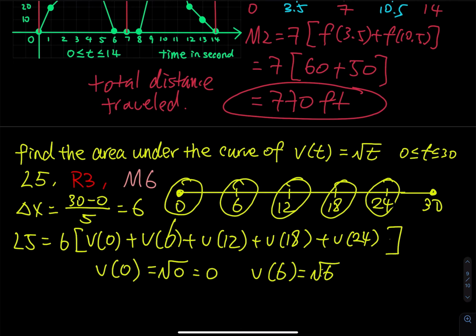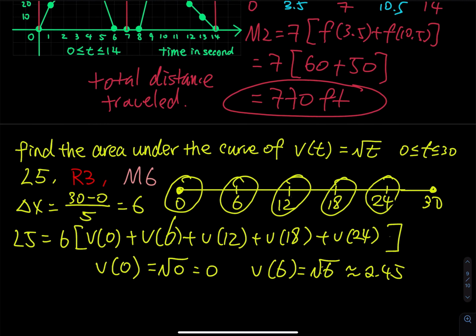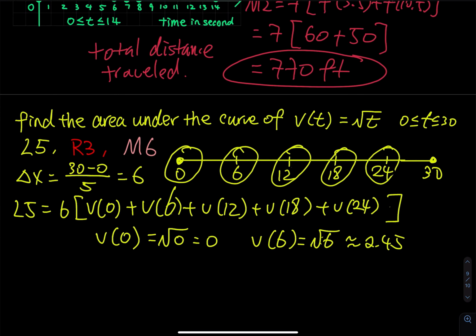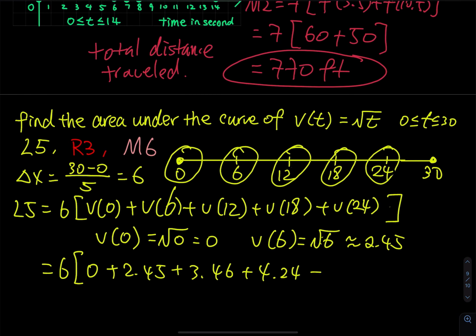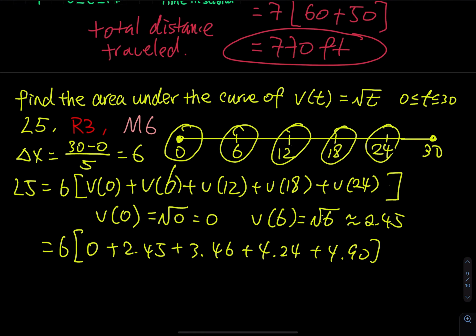So the square root of 6, this is around 2.45. You just plug it in and find the corresponding y value. So what is the result equal to? The result is equal to the total distance traveled. So we have 6, and then you write down each of these evaluations. So 0 plus 2.45 plus 3.46 plus 4.24 plus 4.90, and then the total distance traveled is approximately equal to 90.3. It depends if the time is in seconds, and then the velocity is in feet per second, and then this is in feet.